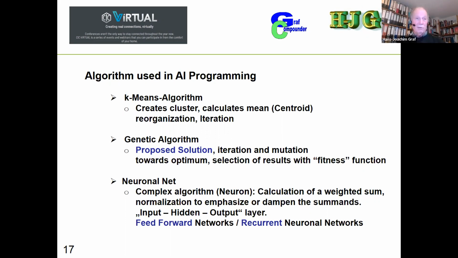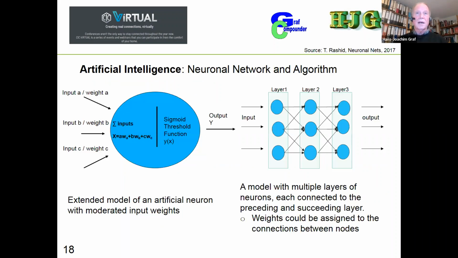And then we come to the neural net. I thought, oh, these computer designers are doing a type of chip and trying to manufacture a neuron or something like that. Then he explains, okay, that's a little bit more complex. You calculate weighted sums, normalize them to emphasize or dampen the sums, and then you let them walk through layers. You can do that in one direction, which we call feed forward, and if you have errors and you try to correct them all backwards, then you have a so-called recurrent neural network, which is a little bit more complex than the other. Okay, I said, that's understood.